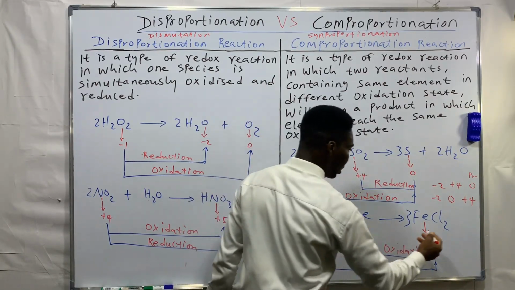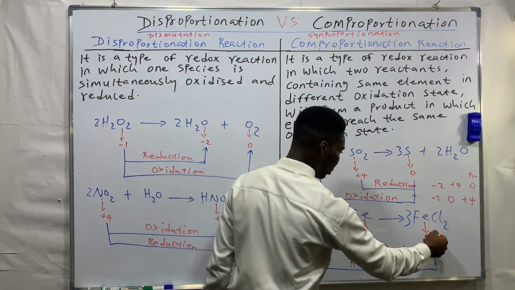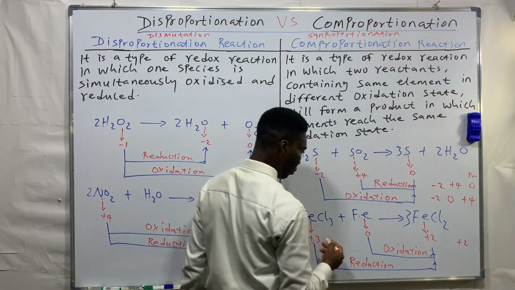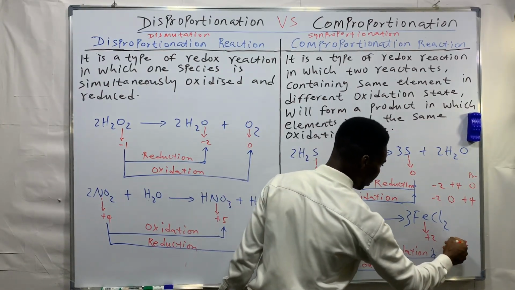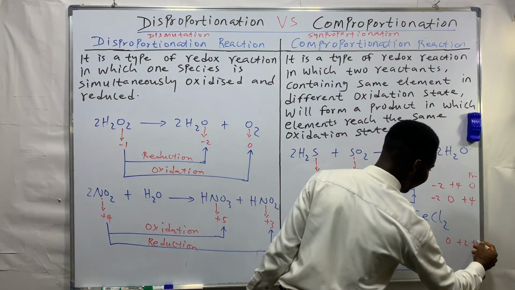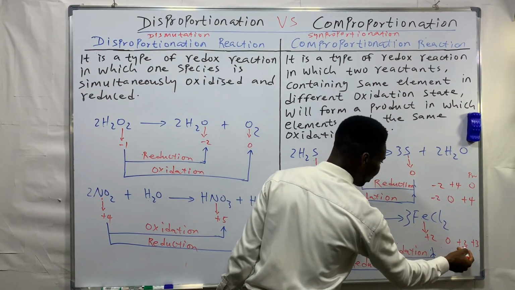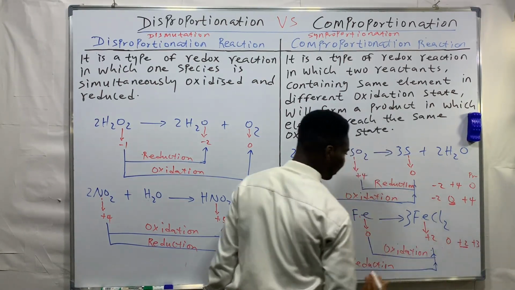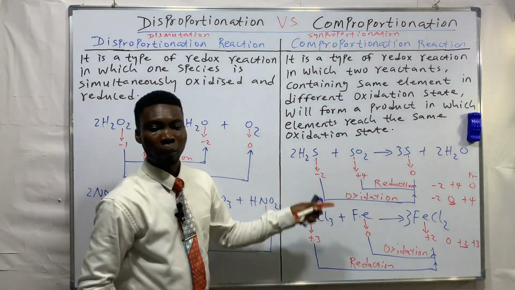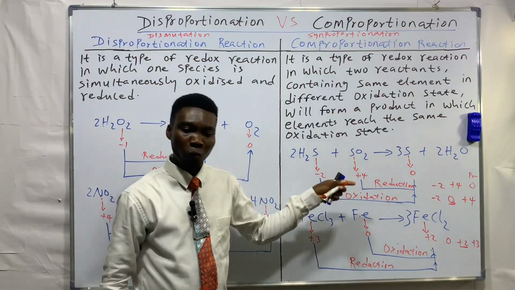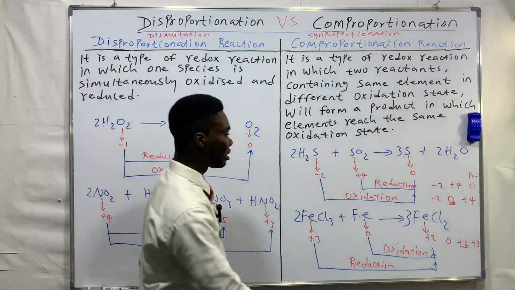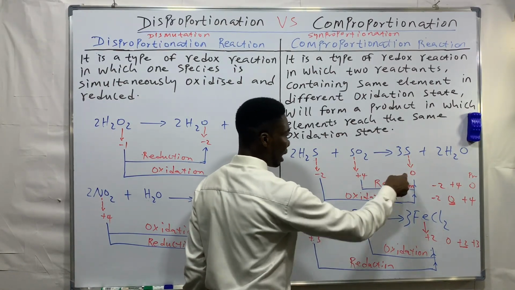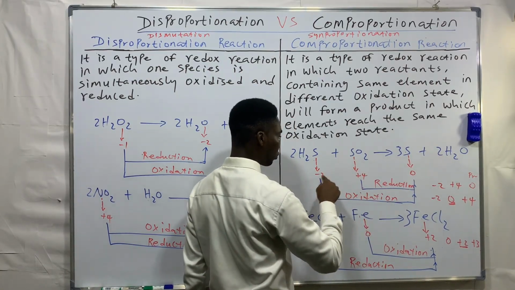Let's also see for this one. Now the product has an oxidation state of +2. The reactants are +3 and 0. You see that +2 is an intermediate oxidation state, in between. That's why we say that coproportionation reaction results in a product with an intermediate oxidation state. This oxidation state here is intermediate between +3 and 0, and this oxidation state here is intermediate between -2 and +4.